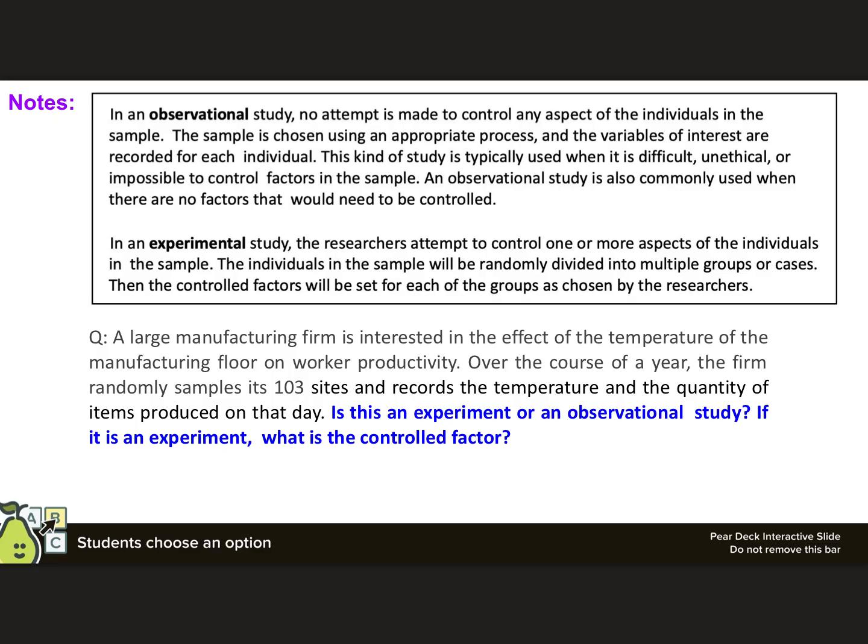So because they are recording temperatures, they're not changing the temperature. They're not putting some of the workers in one temperature and others in a different temperature. This is an observational study. They are just observing, recording information. There's no interaction with the workers in this case.